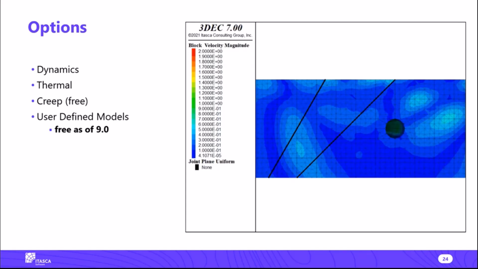And something that used to be an option is what we call user-defined models. So I showed earlier how you have constitutive models for the zones, like Mohr-Coulomb and Hoek-Brown. You have constitutive models for the joints, like Mohr-Coulomb or whatever. You also have the ability to write your own constitutive models if you really wanted to. And some people actually do that.